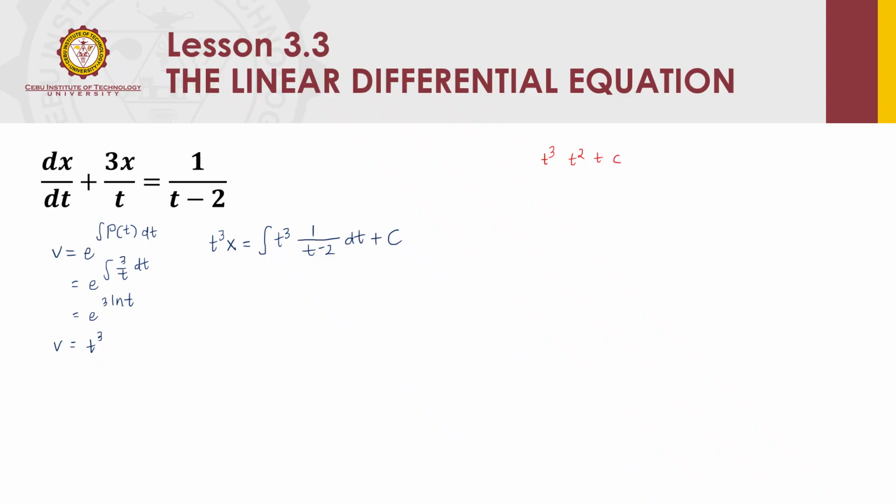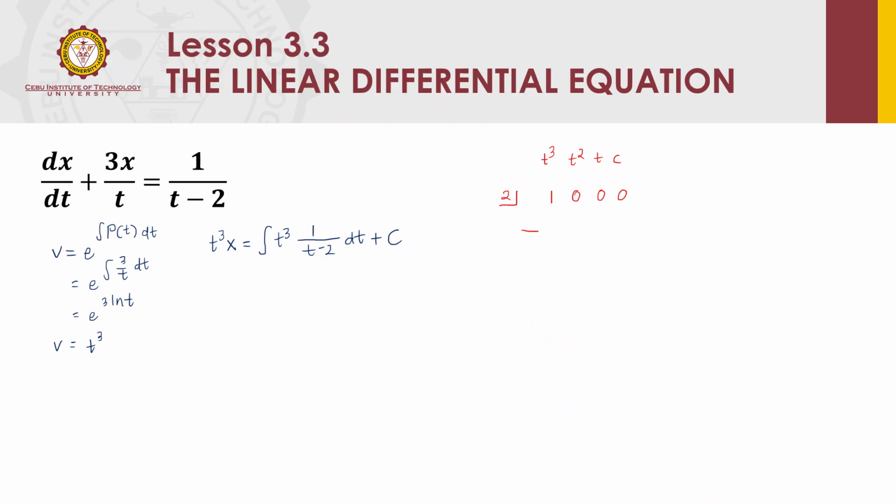From t cubed, the dividend is t cubed only. So it's 1 for t cubed, 0 for t squared, 0 for t, and 0 for the constant term, and our divisor is t minus 2. So we solve for t by equating t minus 2 to 0. So for t, it's 2, the number to be written here.